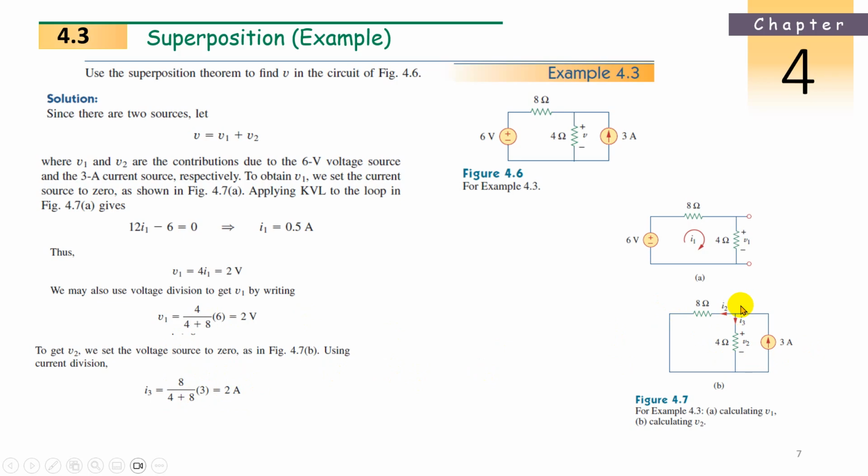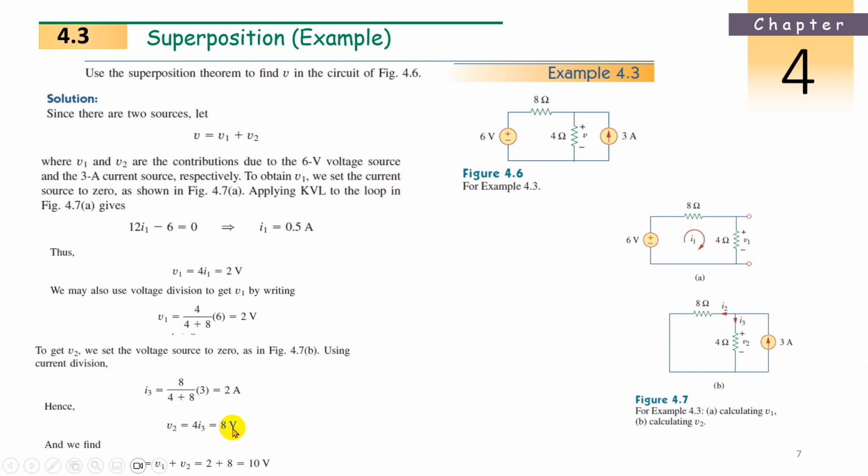Okay, first technique I told you, node analysis. Now this is another technique. So we can have the I3. Now next V2. How can we find V2? V2 is nothing but I3 times R, Ohm's law. I3 times R, that is 4 ohms. So 4 into I3, so 8 volts.